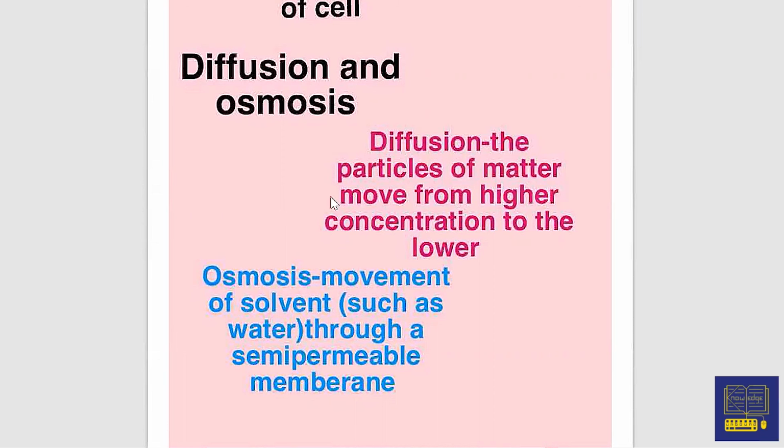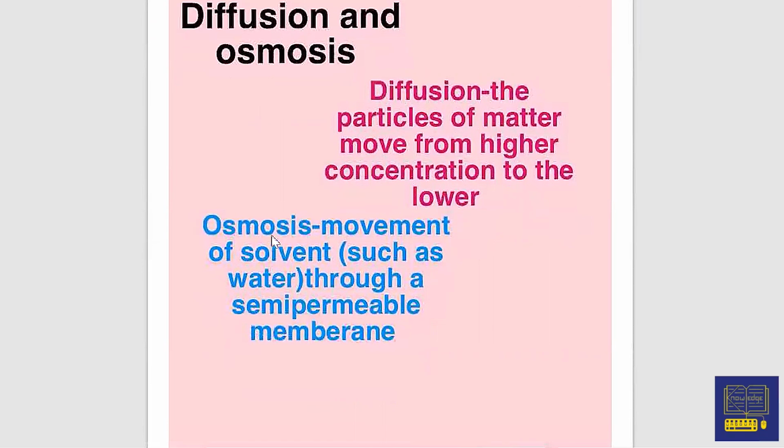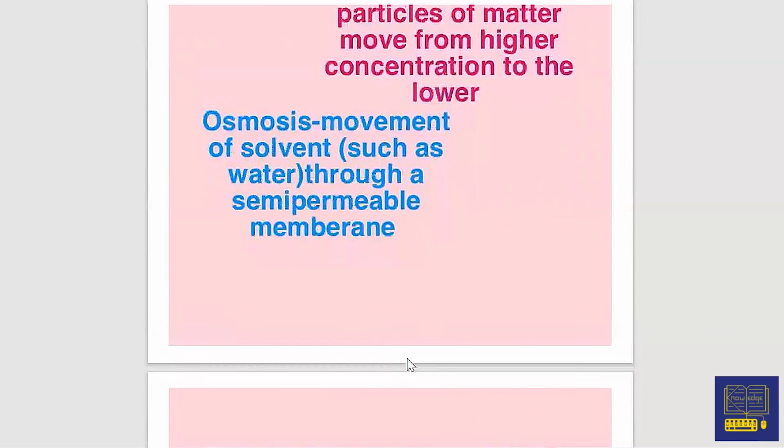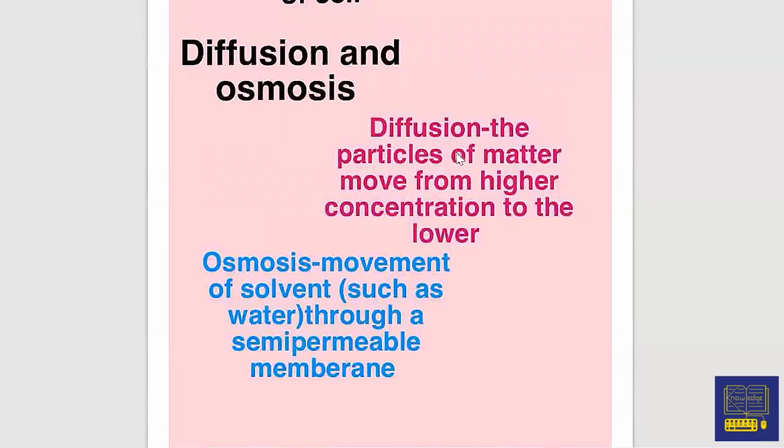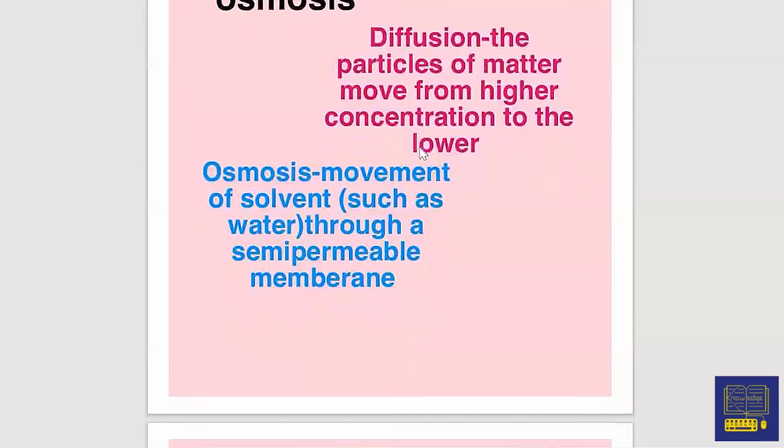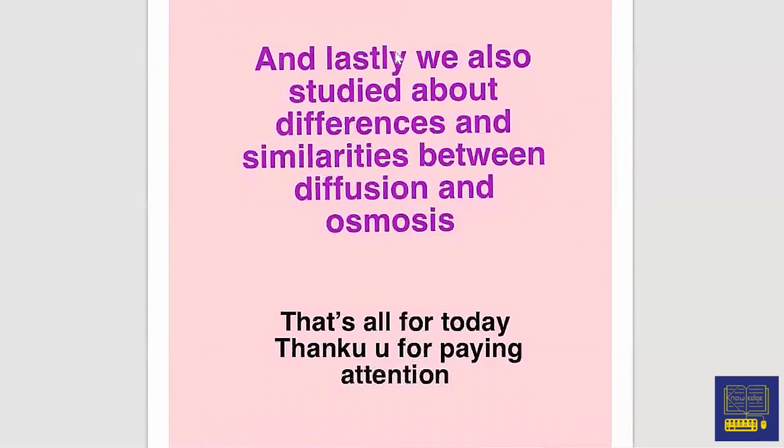In diffusion, particles of matter move from higher concentration to lower concentration. In osmosis, it is the movement of a solvent, such as water, through a semi-permeable membrane. These are all 1-mark questions. So if they ask you the meaning or the definition, you can write this for a mark. If they ask you for 3 marks or 2 marks, then you have to write a little bit more. And lastly, we studied the differences and similarities between diffusion and osmosis.